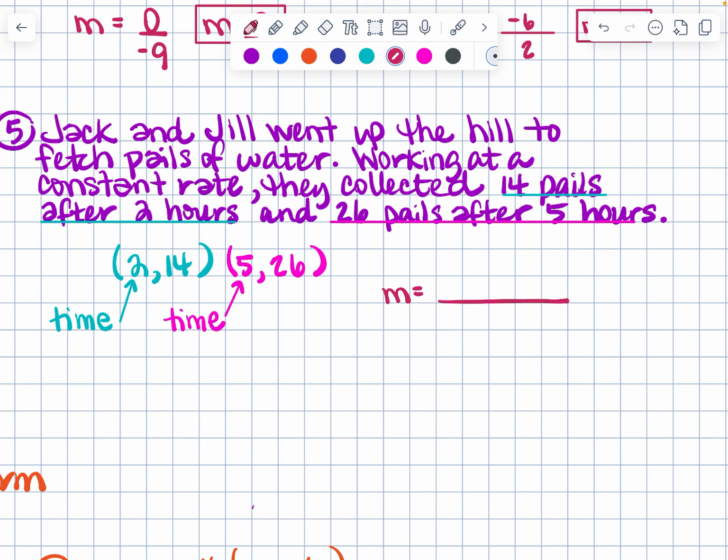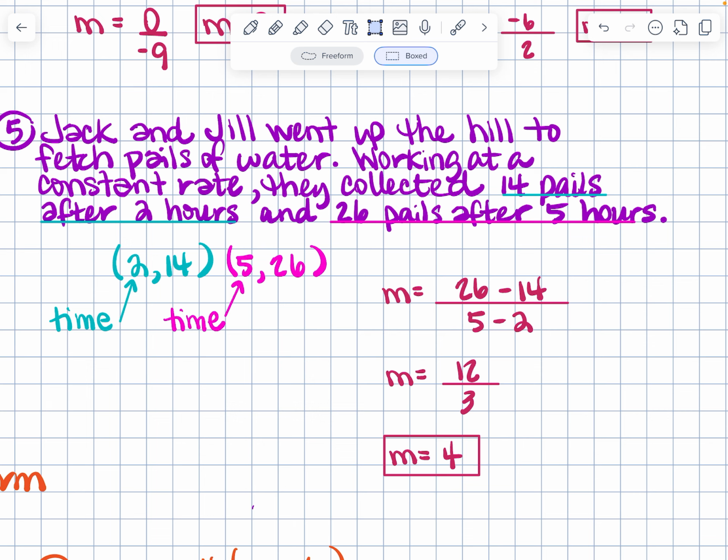So here we go. The slope is the change in y over change in x. So 26 minus 14 would be our change in y, and then 5 minus 2 would be our change in x. And then simplifying that, 26 minus 14 is 12, and 5 minus 2 is 3. So that gives us a slope of 4, or 4 over 1 if you want to write it like that.